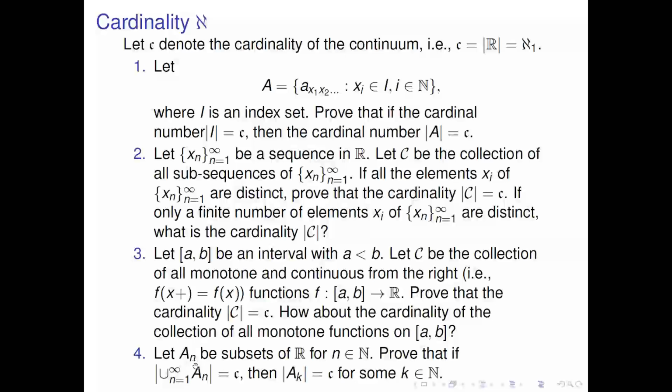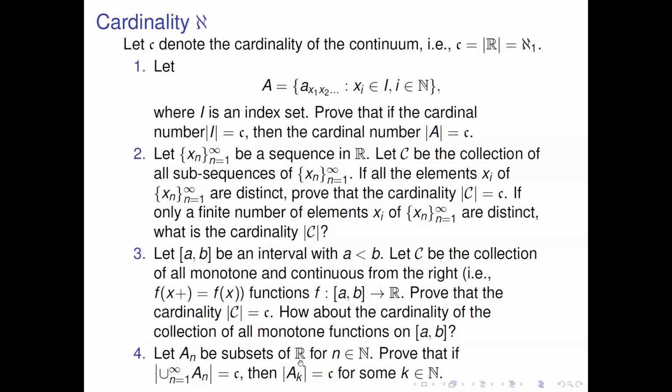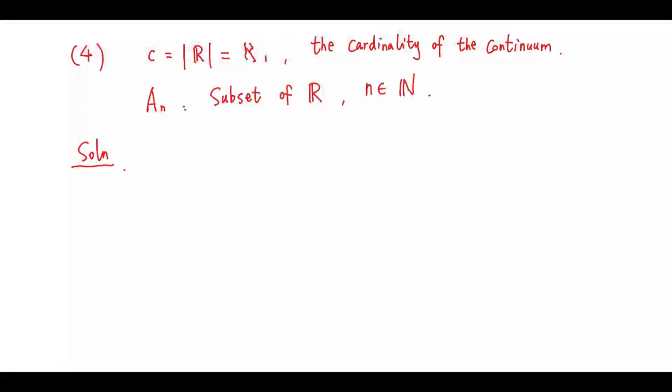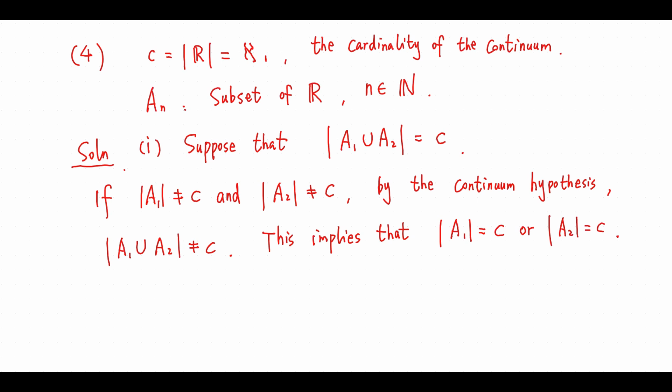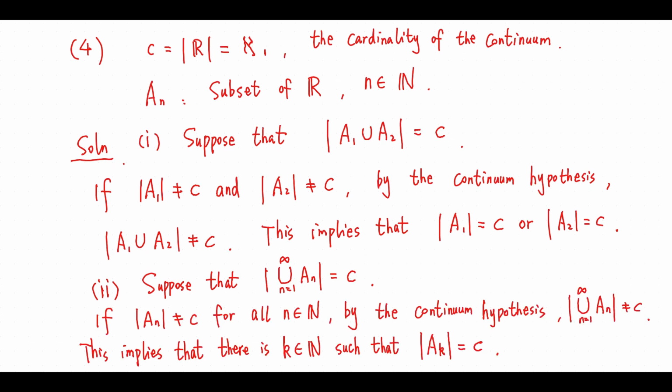Question 4. Let AN be subsets of the real field R. Prove that if the cardinality of this union is equal to C, then there is a AK whose cardinality is equal to C. Solution. Suppose that the cardinality of this union is equal to C. By the continuum hypothesis, the cardinality of A1 is equal to C, or the cardinality of A2 is equal to C. Case 2. Suppose that this is equal to C. By the continuum hypothesis, the cardinality of AK is equal to C for some positive integer k.